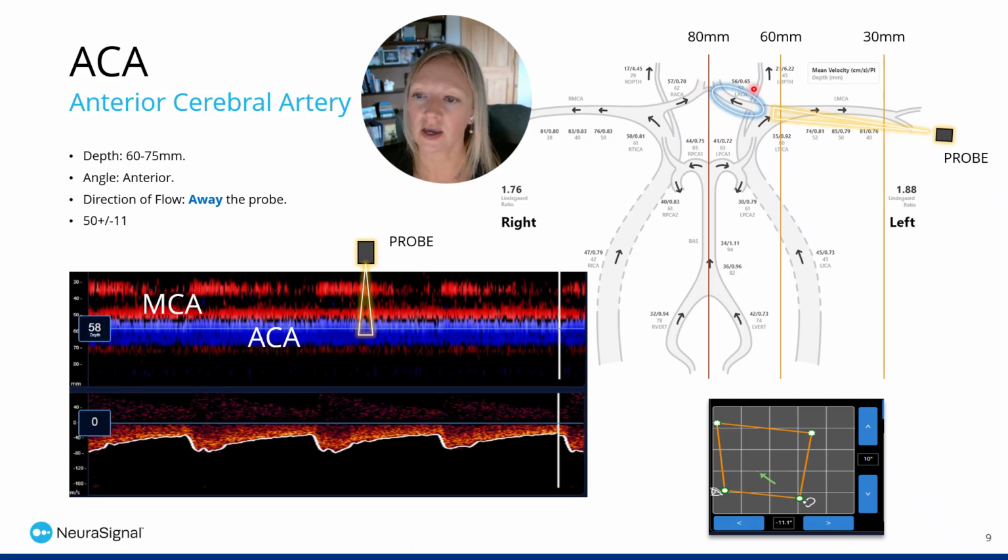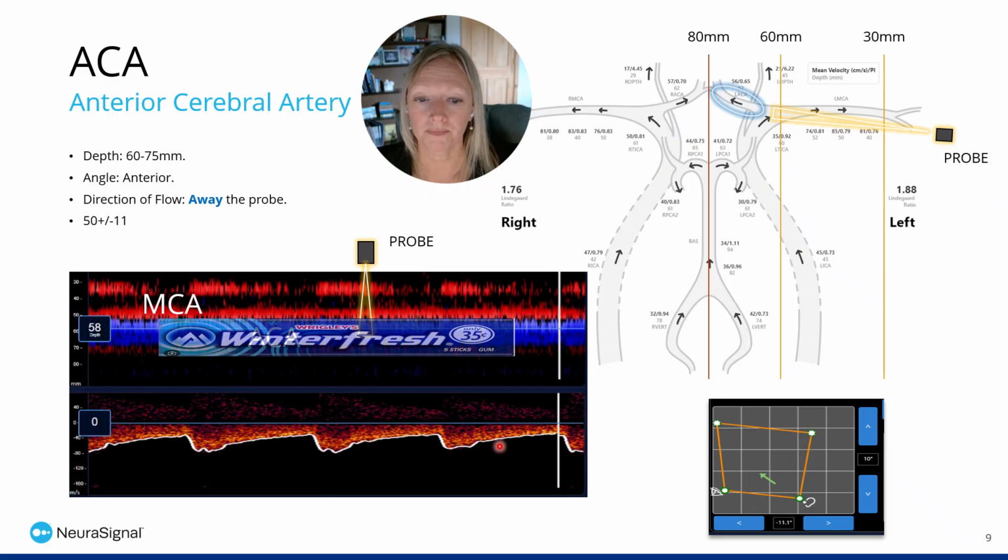Here is your ACA, between 60 and 75 millimeters, aligned with the probe. And we know it is going away from the probe, so it'll be blue in the M-mode, and it'll be below the baseline in your spectrogram.